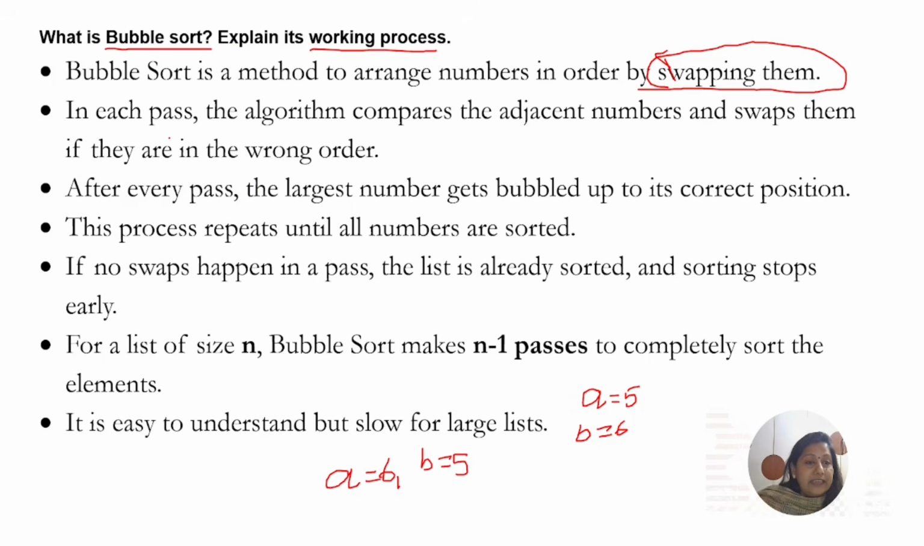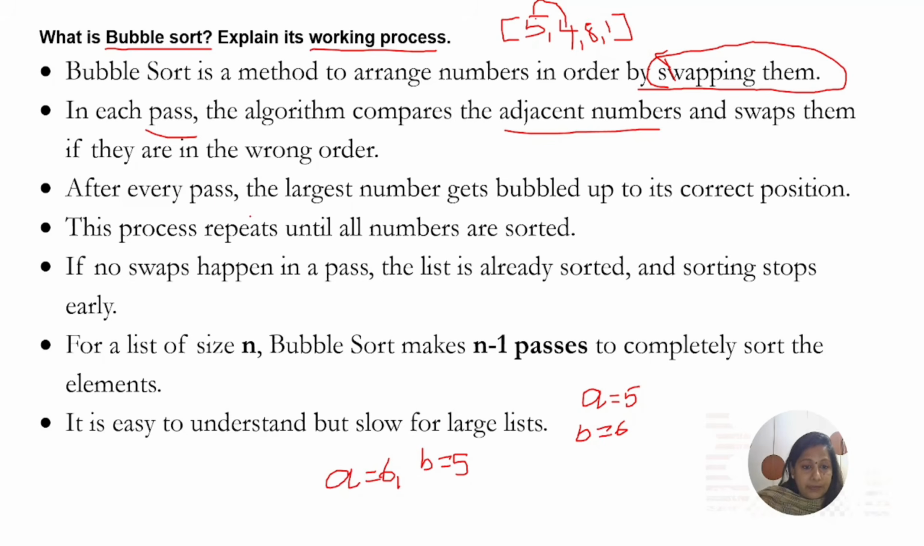Okay. And in each pass, means each iteration, the algorithm compares the adjacent numbers and swaps them if they are in wrong order. For example, this is a list. You are having 5, 4, and 8, then 1. Now if I want to sort it according to the ascending order, the first number is compared with the adjacent number, which means the second number. So if it is in the wrong order, it will swap it. So this number will come to the first position, and the first position will go to the second position. This one we can call a swapping.